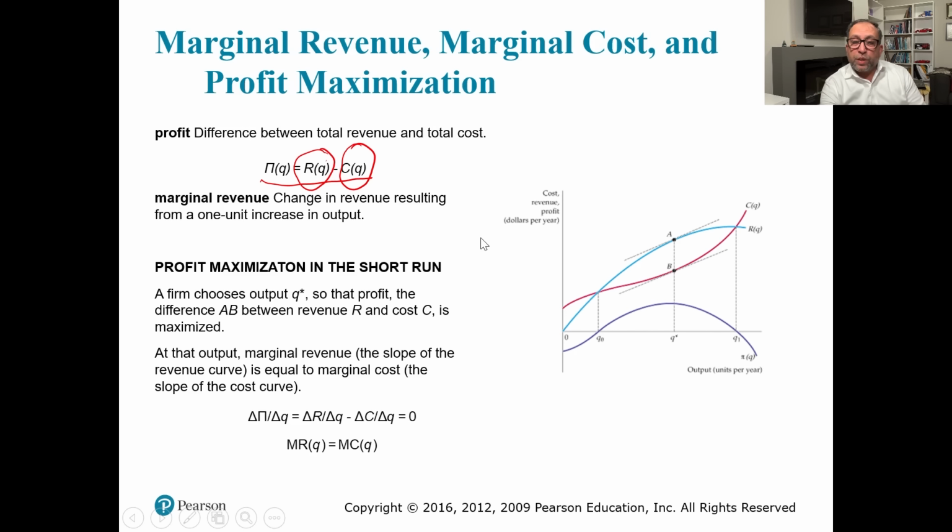Now this one is our revenue function, or the curve we draw for revenue, and this red line is the cost function.